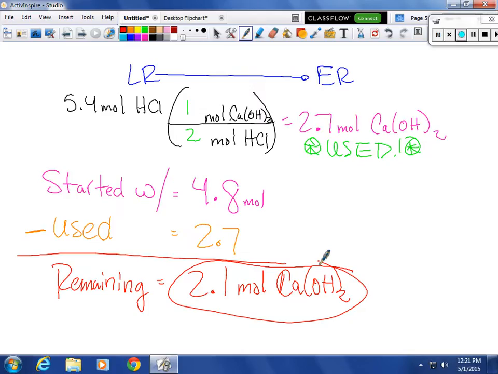Can't count in chemistry? Can you count moles? Nope, you can't. And there's a process for everything.